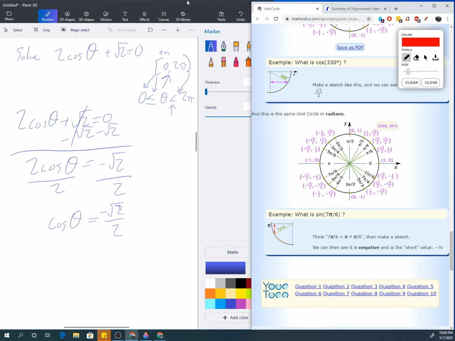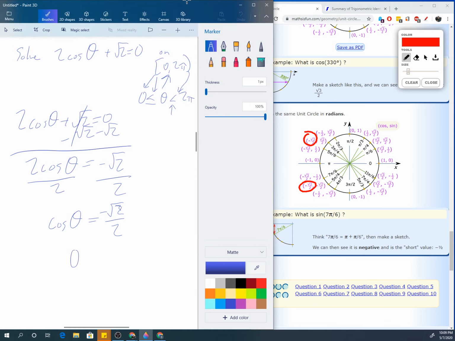Your cosine's negative, so that means the x value is negative. That happens on the left side of the graph. I see it right here and right here. So that means that your theta is equal to 3 pi over 4, and your theta equals 5 pi over 4.